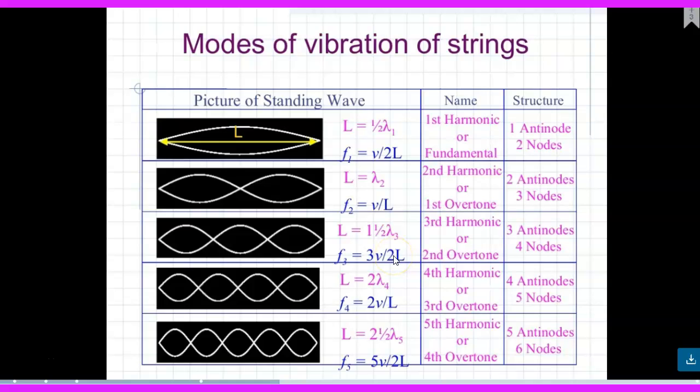Modes of vibration of a string. There are three important modes: first is the fundamental mode, second is the first overtone, and third is the second overtone. In the fundamental mode, there is one antinode and two nodes. In the first overtone, there are two antinodes and three nodes. And in the second overtone, there are four nodes and three antinodes.